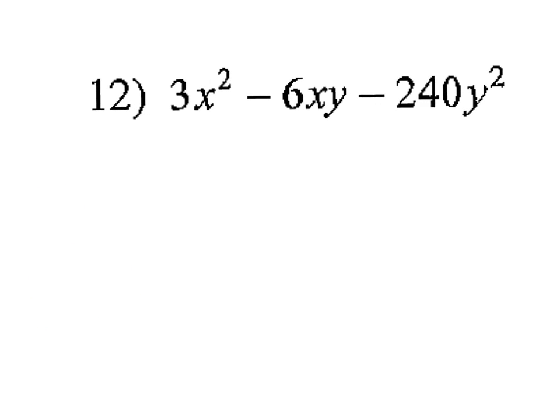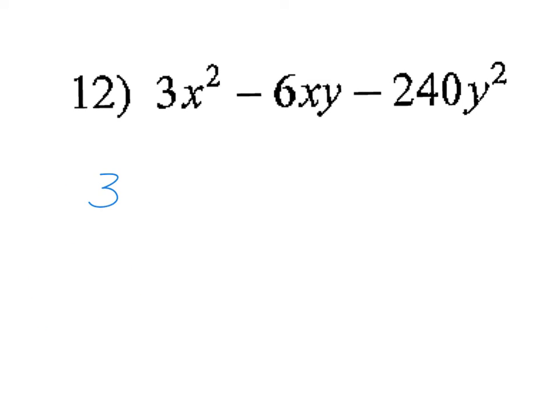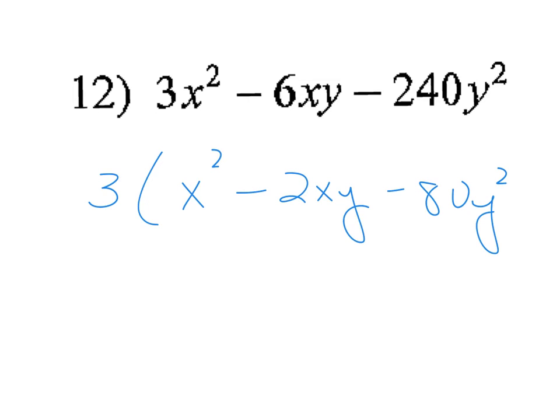Okay, number 12, first thing I'm looking for here is a GCF. Looks like I can pull a 3 out. So I've got x squared minus 2xy minus 80y squared. All right, so now I'm looking for factors of negative 80 that are going to add to negative 2. So 8 and 10 pop into my head right away. Like I said, you don't need to do a list unless you can't come up with the factors quickly. But then I'm thinking, all right, so if I make it a negative 10, 8 times negative 10 is negative 80, and 8 plus negative 10 is negative 2. So yeah, that looks pretty good.